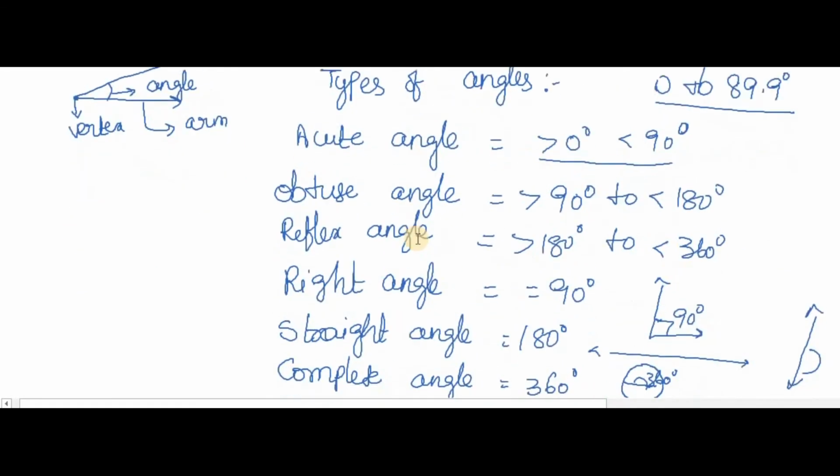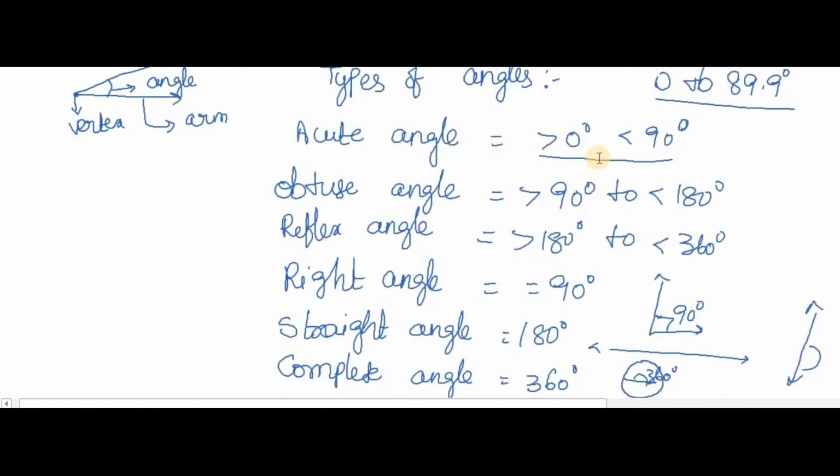And coming to the different types of angles, you have acute angle, the value will be between 0 to 90 degrees. And obtuse angle, the values will be 90 degrees to 180 degrees. Reflex angle, it will be between 180 degrees to 360 degrees. Right angle, it is going to measure exactly 90 degrees. Straight angle, it is going to measure exactly 180 degrees. Complete angle, it is going to measure exactly 360 degrees.